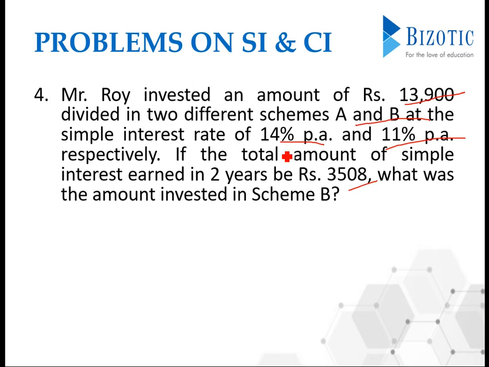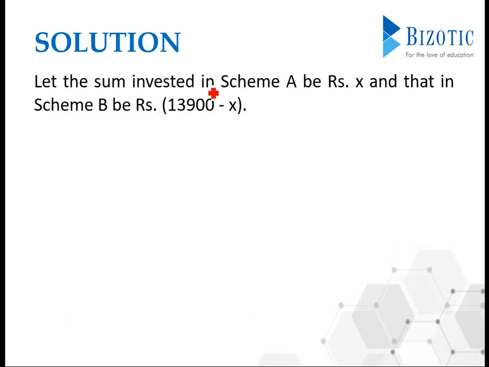Anyways, to understand this problem, this 13.9k has been invested in two different schemes. So we can calculate simple interest in separate way. So let's begin with the solution. Let the sum invested in scheme A be X, and that in scheme B will be definitely the total amount minus what's being invested here. So this is what they have asked us. So if we get B, we can get A, or if we get A, we can get B.